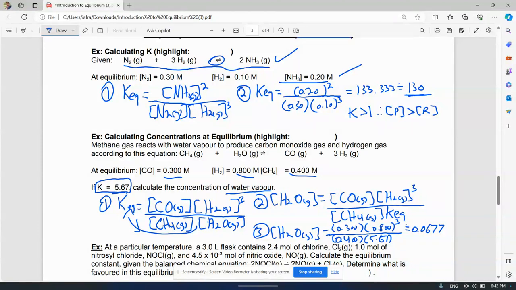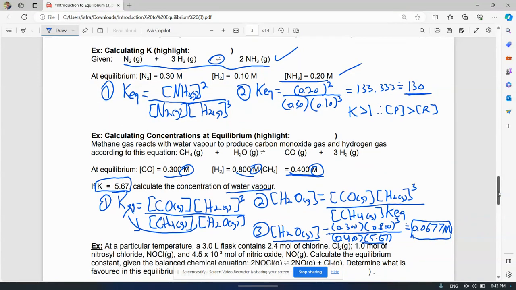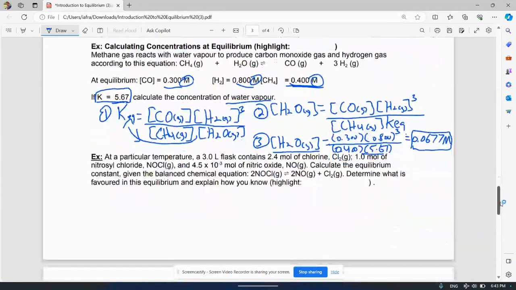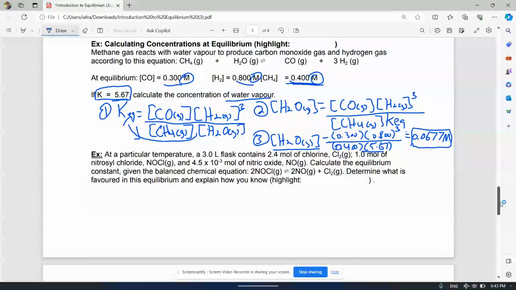Now be careful, I did say that units are not reported for K. This is the concentration of water gas, and it's a concentration. You do have to report units, and you just use the same units that are in the question. So concentrations here are in moles per liter, so you could put big M over here. So this is our concentration of H2O in this particular situation. Okay. So we're going to try one more example. This is a bit of a different type of question.